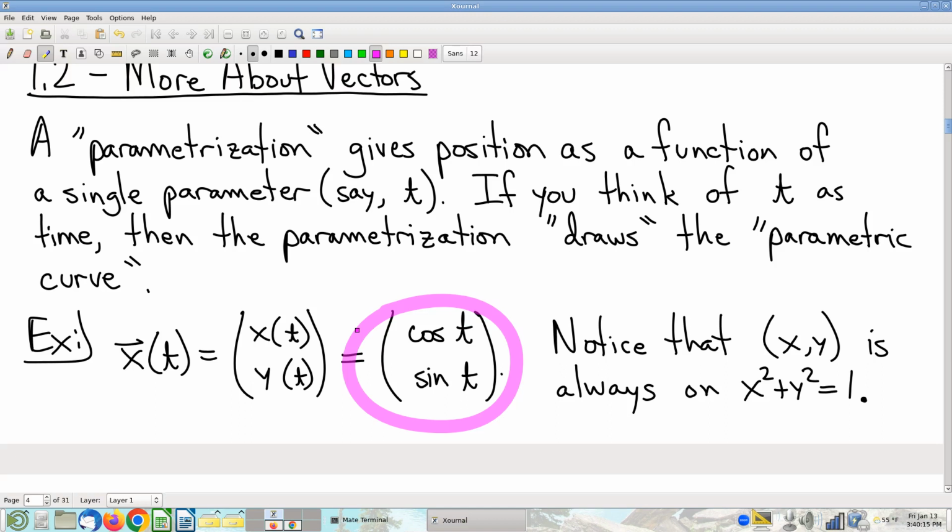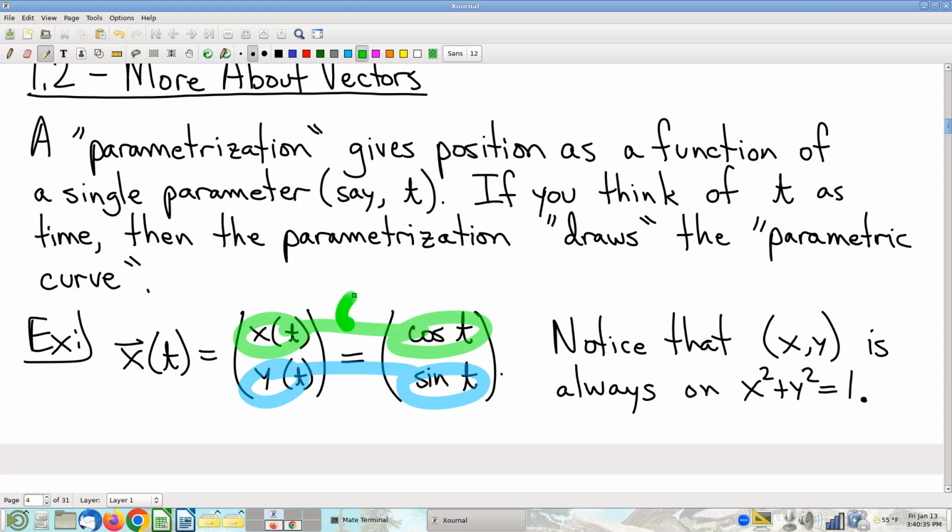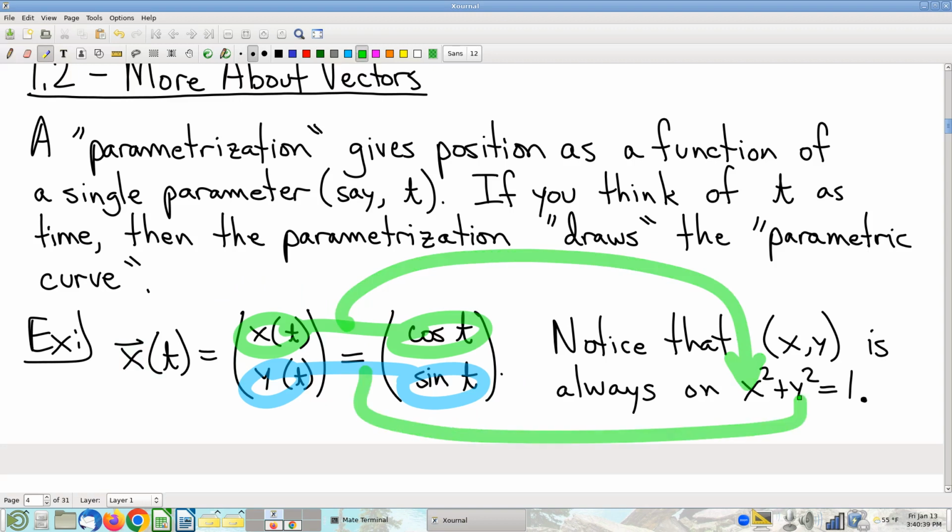Okay. All right. So this first one. What is this thing? What is, x equals this formula? Well, keep in mind, the coordinate x is cosine t. The coordinate y is sine t. And if I were to plug that into this equation, the equation works.